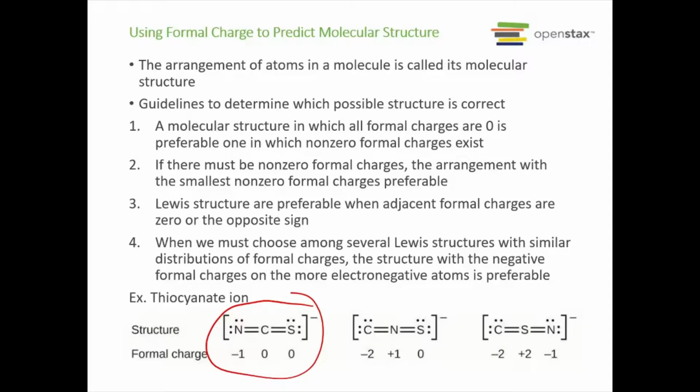The next guideline, Lewis structures are preferable when adjacent formal charges are 0 or the opposite sign. And the 4th one is when we must choose among several structures with similar distributions of formal charges, the structure with the negative formal charges on the more electronegative atoms is preferable.